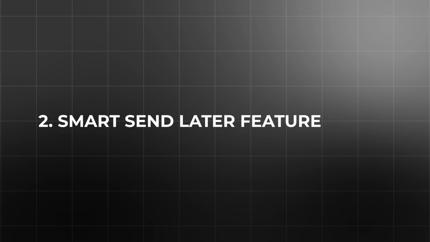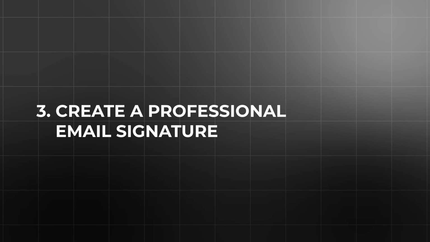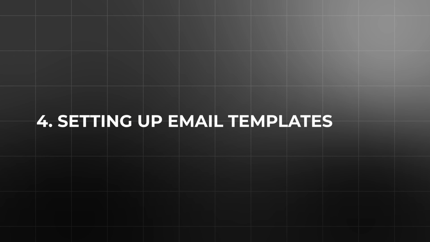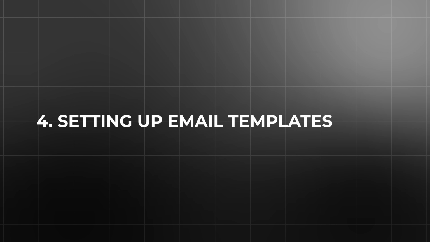Now, the second thing you'll set up is the Smart Send Later feature, which you can do by clicking on this little clock icon in the compose window. You can manually select a time or use Mailbutler's AI to analyze recipient behavior and suggest optimal sending times. And then the third thing you can do is create a professional email signature by clicking on that little signature tab that we just showed you. And then of course, the very last thing that you can do is set up email templates like we just showed you, which will overall make this process so much smoother, faster, and more efficient to build emails quicker and get them out to your ideal audience.